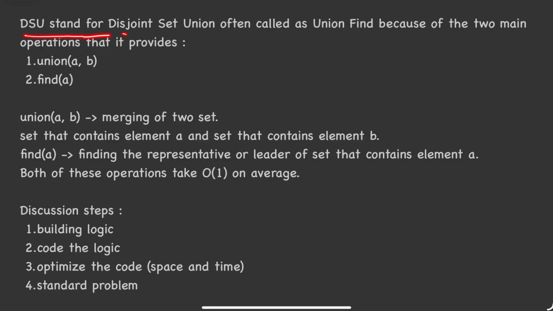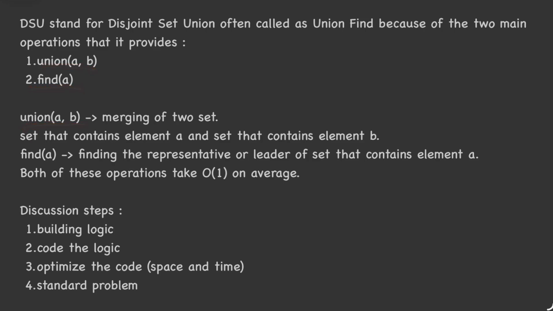DSU stands for Disjoint Set Union, often called union find, because of the two main operations that it provides. First is union, other one is find. Union A, B means merging of two sets. Remember, DSU supports various set operations, among which two are union and find.